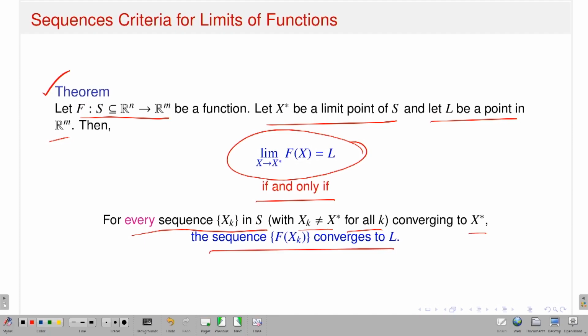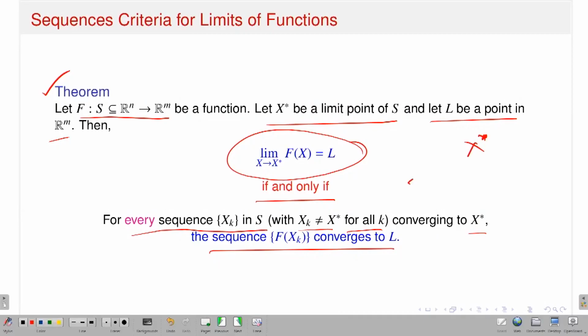So that means if I want to check the existence of the limit of capital F at some point x star, whatever sequence converges to x star, the corresponding sequence of values, that means f of x_k, should also converge to the same limit. If this is true, then I will say the limit exists. This is an equivalent criterion for the existence of the limit. This is sometimes called the sequential criterion for existence of limits.